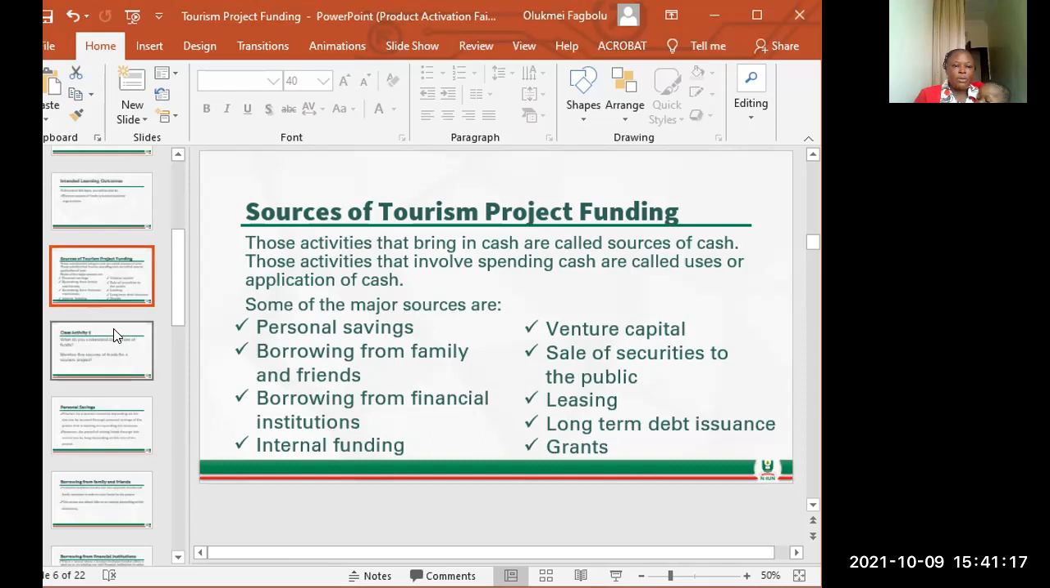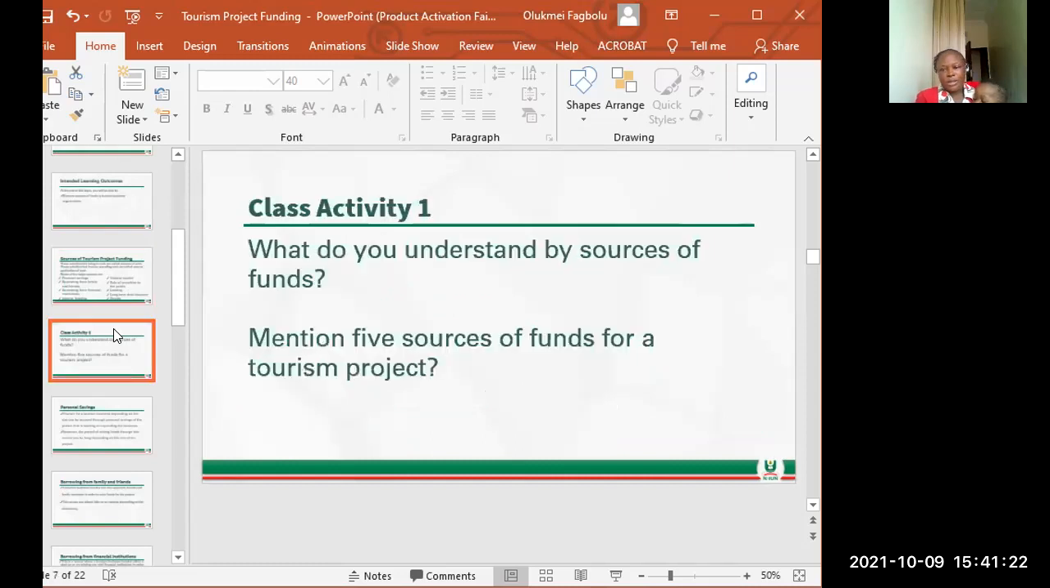Now we take them one by one, but before we proceed, let us look at this last activity. What do you understand by sources of funds? Can somebody help us to answer that question? What do you understand by sources of funds? You can unmute yourself. What do you understand by sources of funds?